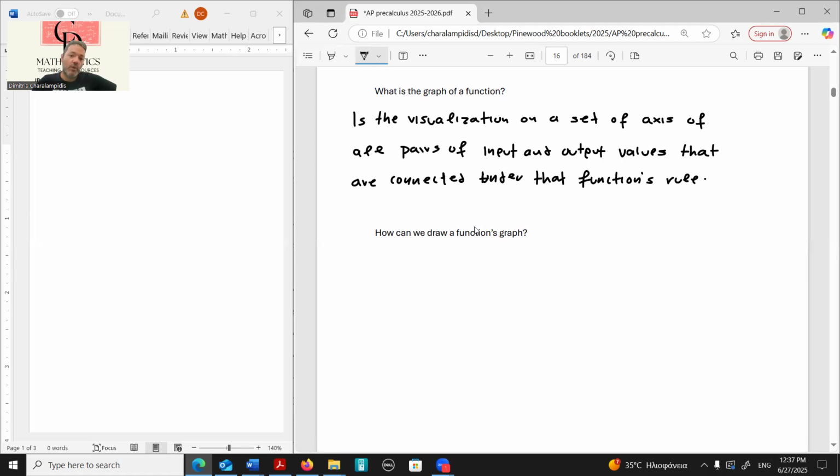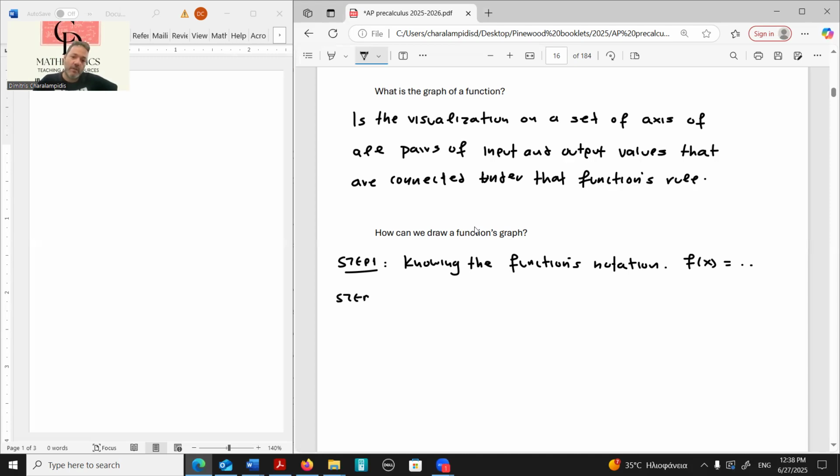Well, in step one, I would begin by knowing the function's notation. Assuming that my function is called f, I would like to know what f of x is equal to.